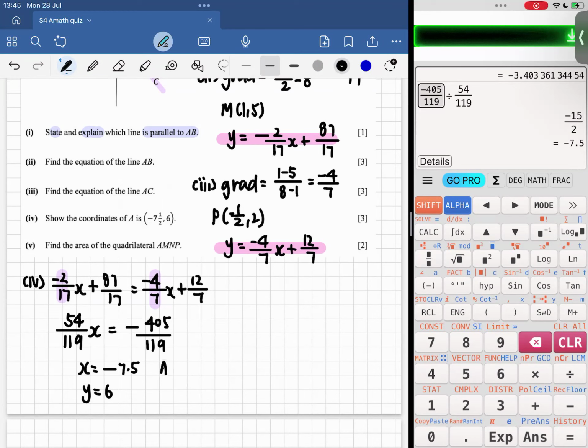Please remember, you have to write as coordinates. If you never write as coordinates, goodbye. Your 1 mark is gone. Okay, so this one here, then very proudly write shown.